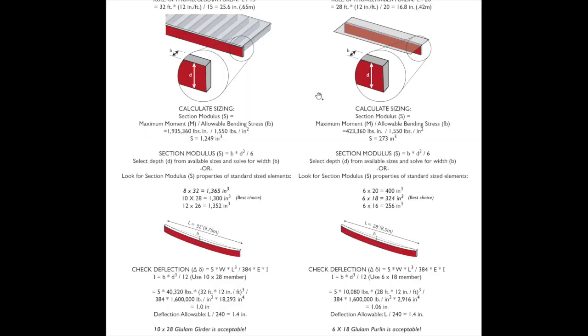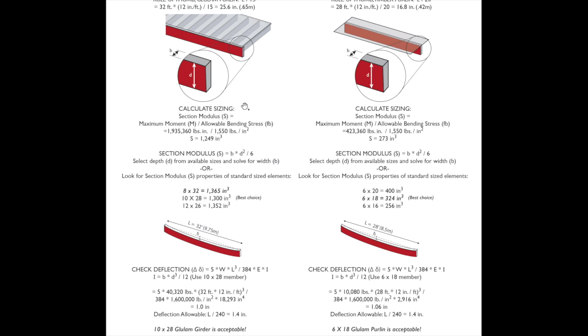So how big are they? First thing I always do is go through the rule of thumb. A rule of thumb for a glulam purlin is about L over 15. You can see on the top here. So you take the length times 12 inches per foot divided by 15, which gives us an estimate of around 26 inches deep. So that's telling us about what the 26 inches is going to be.